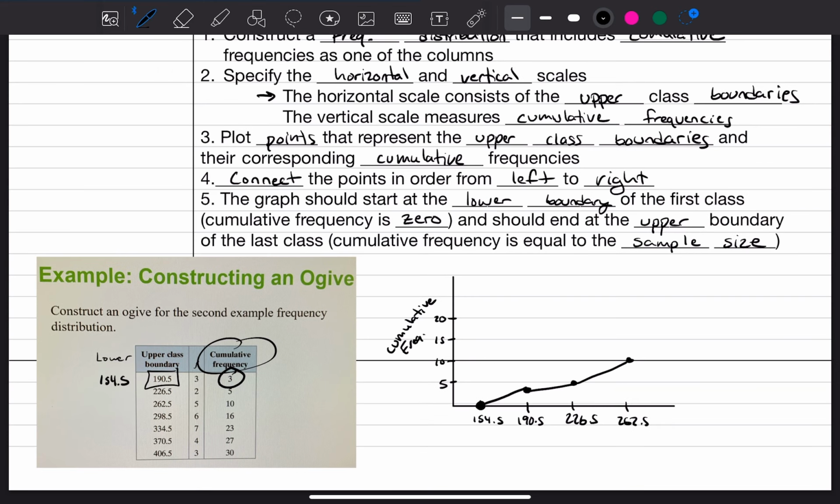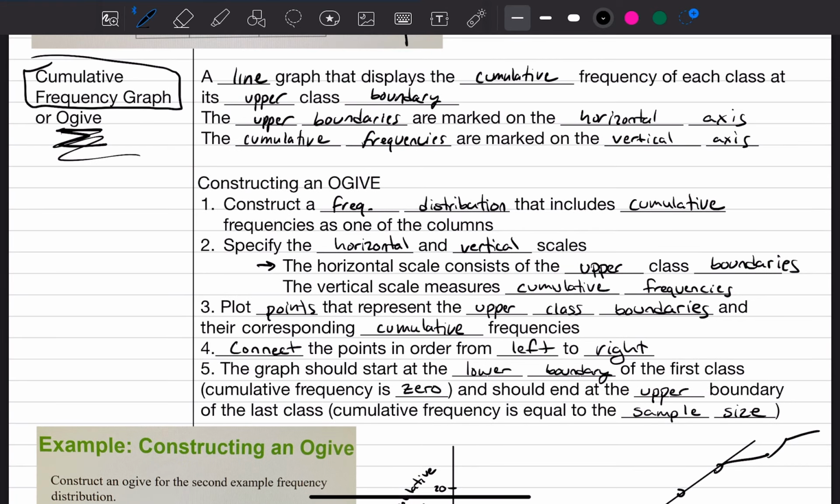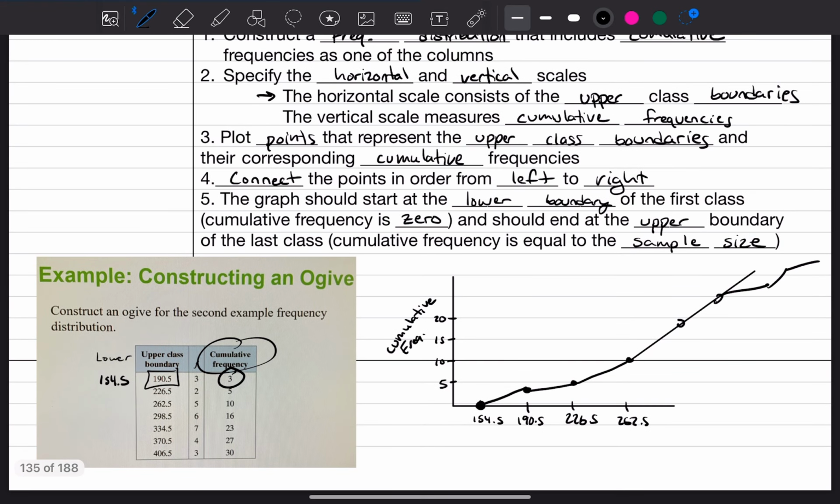Now, I'm not going to complete the rest of this, but you should get something that looks like this. It'll keep going up and up and up, maybe not in a straight line, but like that. And that is how you construct a cumulative frequency graph, or an OGIV, as we are calling them in this class.